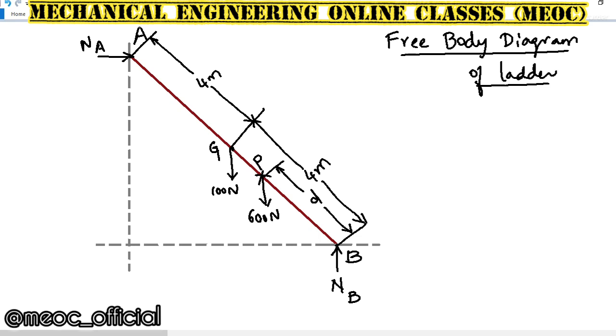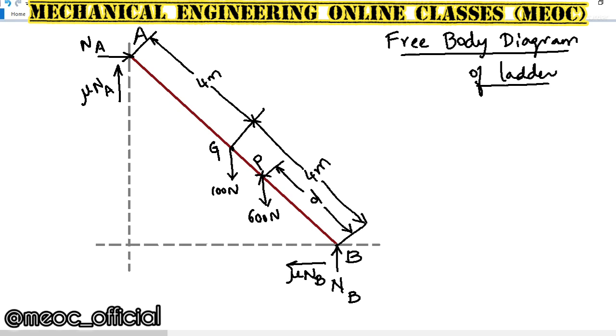And when the ladder is slipping, what will happen? Point A, one end of the ladder, will slide downward along the vertical, so the friction will be upward. I am writing the friction in terms of the normal reaction and the coefficient of friction, so that will be mu NA. As the ladder slips, the ladder at point B will slide rightward, so the friction will be leftward. Here also we write friction as mu NB.